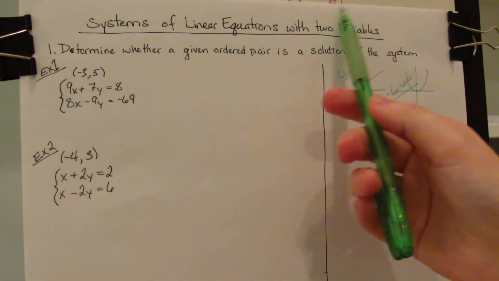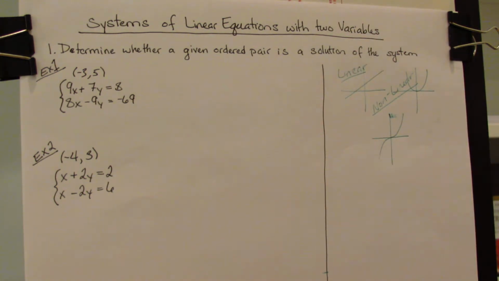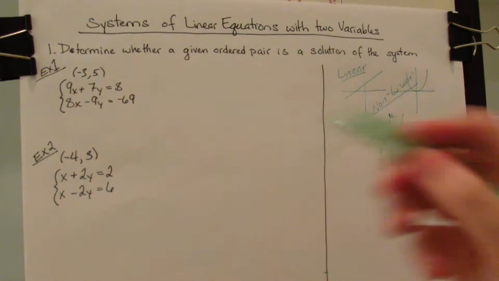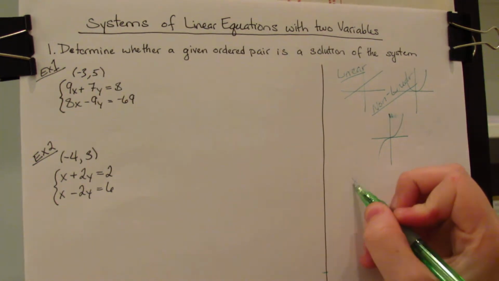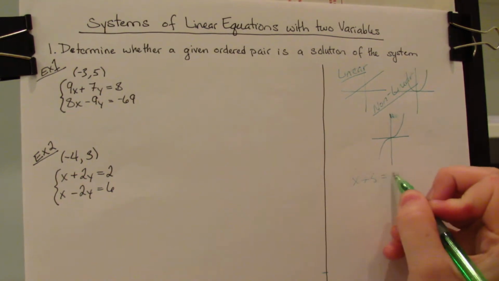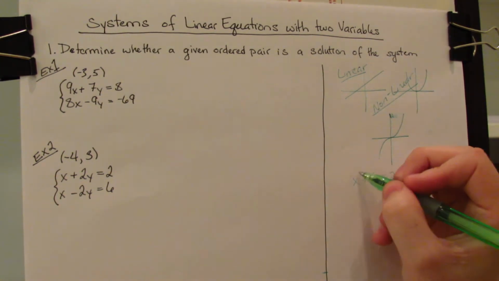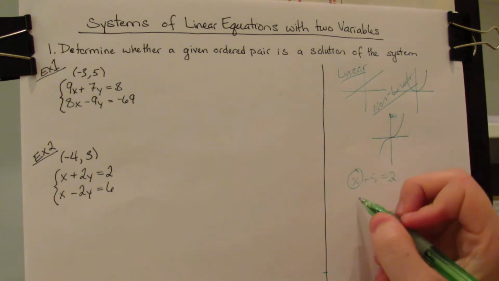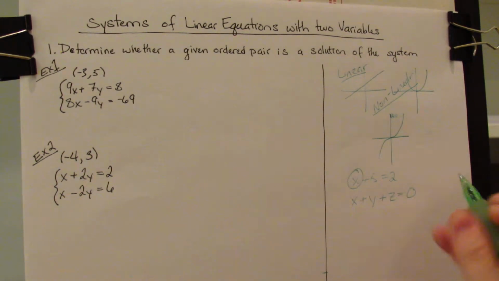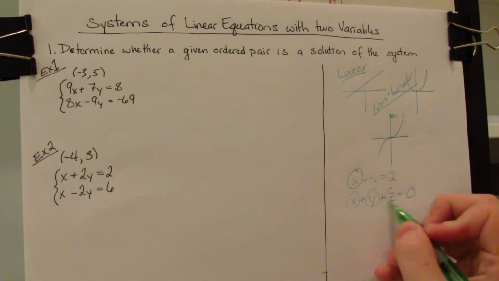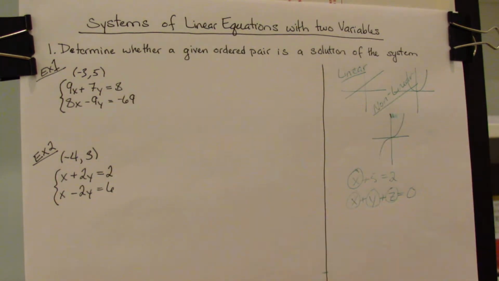Basically, anything that has a curve would be nonlinear. Next point is two variables. We're using two variables because we have both x and y. This is as opposed to something like if you had x plus 5 equals 2. There's only one variable in this, or if you had x plus y plus z equals 0. Well, that has three variables, but in ours we're only using two variables.